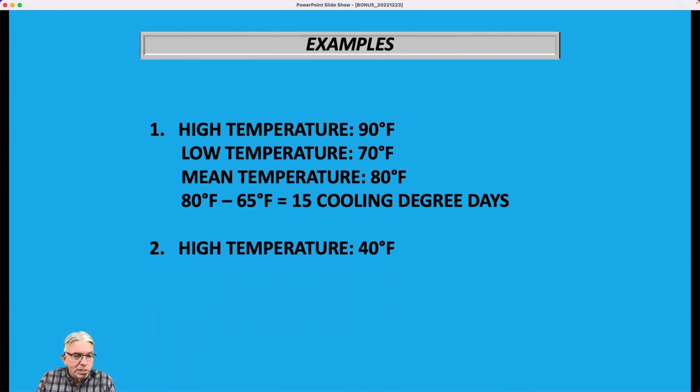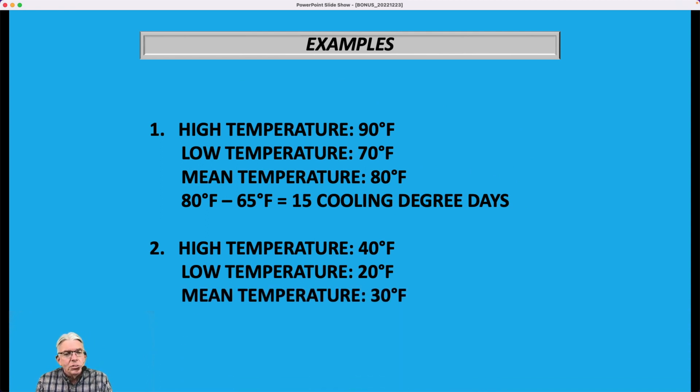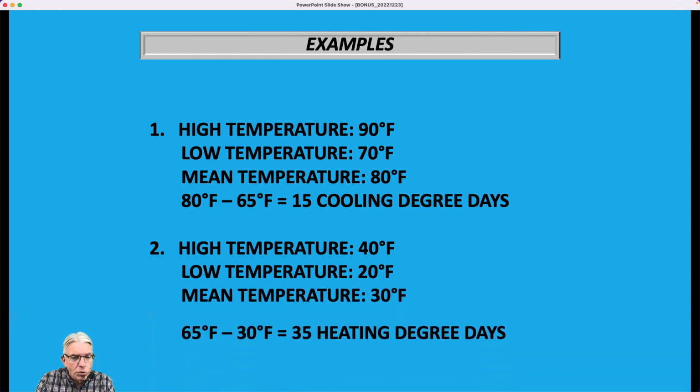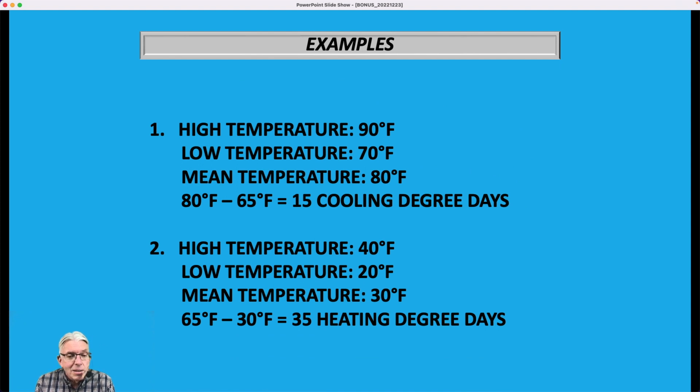Now, in the wintertime, let's take another example. The high temperature is 40. The overnight low is 20. That means our average temperature for the day is 30. And so you take 65 minus 30, and you get 35 heating degree days. Again, that correlates with the amount of energy that is likely to be consumed when the average temperature is at 30 degrees.